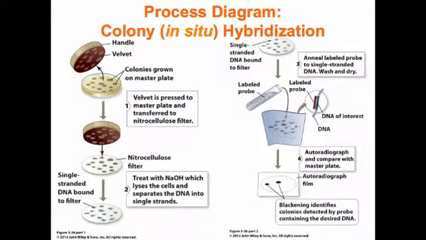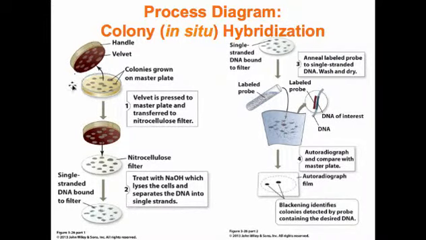Once we have our library, we need to be able to identify the bacteria in the colonies that might have our gene of interest in them, right? So a library is no good if you cannot use it, if you cannot find the book that you want to read. And so we have what we call in situ hybridization. It's a common molecular biology technique, but what it does is it helps us to identify bacteria DNA that would be of interest to us.